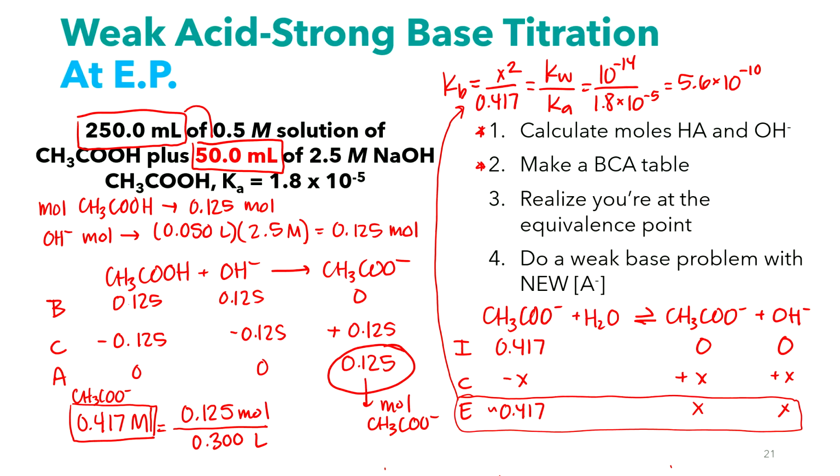Now I can solve for x, because I know x squared over 0.417 equals that 5.6 times 10 to the negative 10th. And so x, which is our OH minus concentration, equals 1.52 times 10 to the negative 5th. And then I convert that to pH, and I get 9.18.